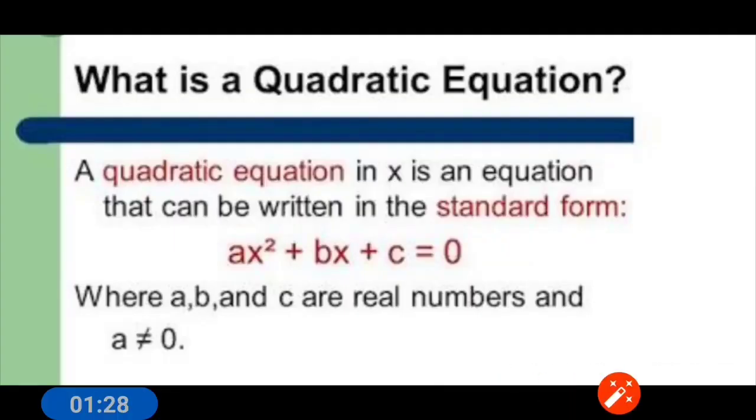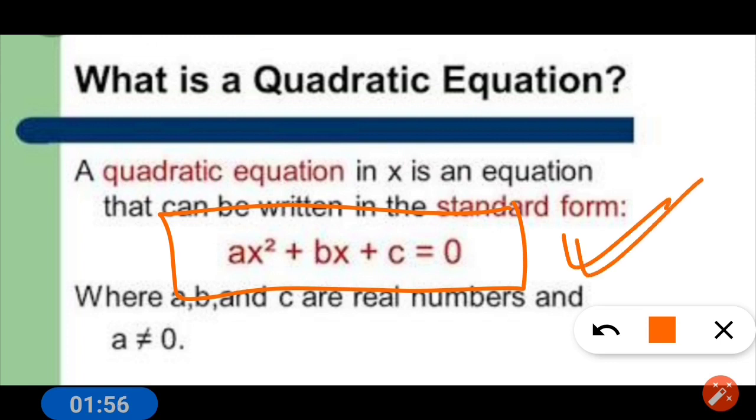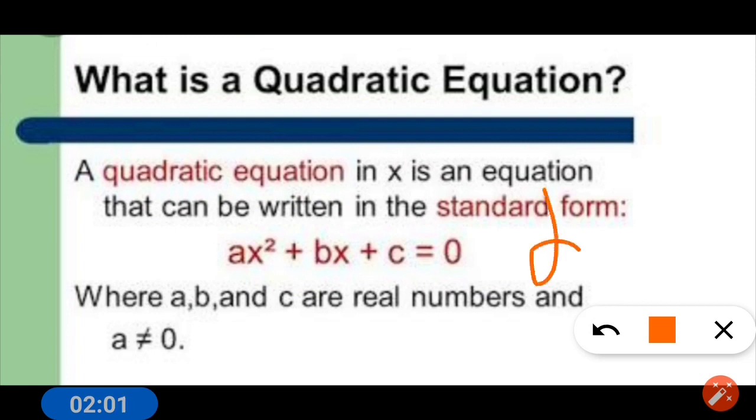Now we'll see what a quadratic equation is. First of all, we'll go with the definition. A quadratic equation in x, here we are taking the variable x, is an equation that can be written in the form ax square plus bx plus c equals to 0. This is a quadratic equation. Why is it a quadratic equation? Because the degree is 2.